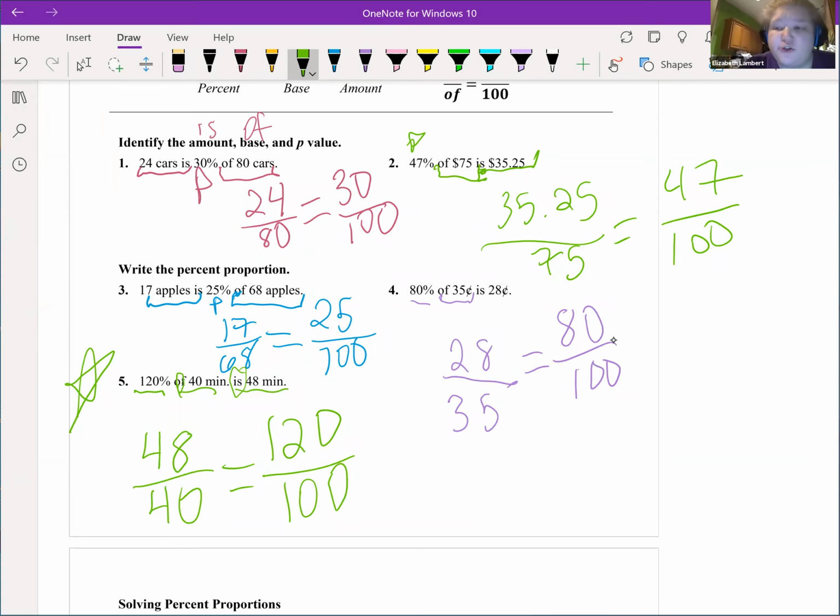Now note, the 120 over 100, 120 is bigger than 100. So we should see that same relationship. 48 is bigger than 40. So if you're not sure, look at what the percent is and then look at the two numbers. And know that sometimes the number on top will be bigger, and that just means your answer is going to be bigger than 100%. All right, I'm going to pause this and then start the next.